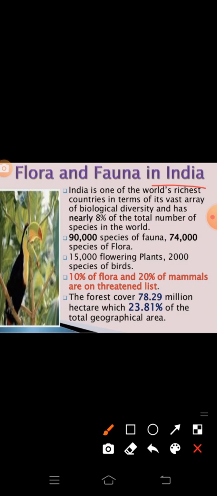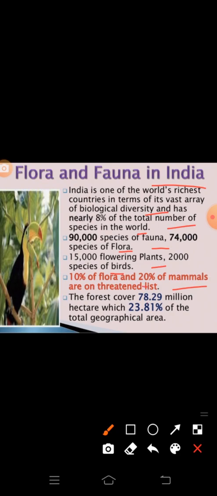India is one of the world's richest countries in terms of its vast array of biological diversity and has nearly 8% of the total number of species in the world. 90,000 species of fauna, 74,000 species of flora, 15,000 flowering plants, 2,000 species of birds, 10% of flora and 20% of mammals are on the threatened list.